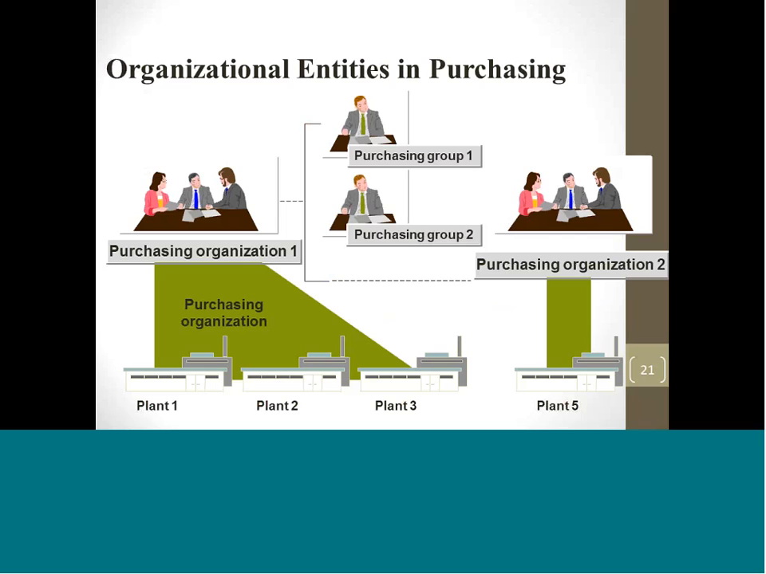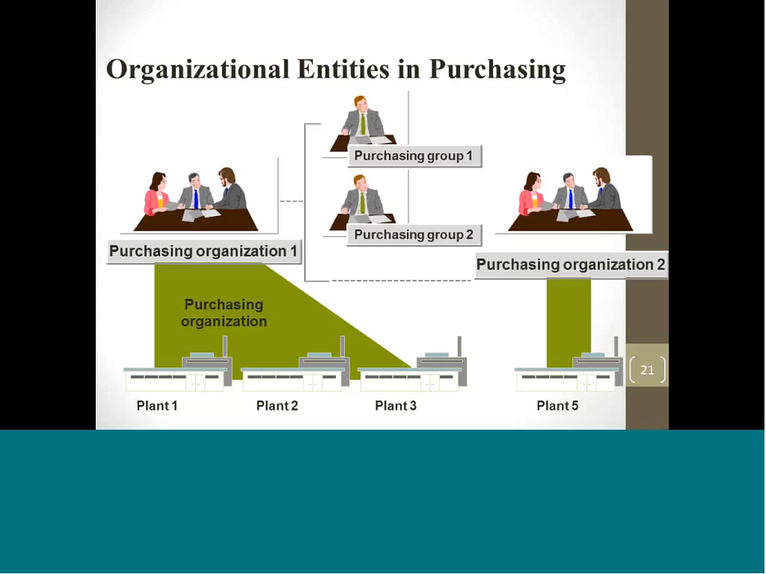Another small team would be responsible to buy a specific material. In my company, if I want a specific material that has to be dealt with in a separate manner, I keep a separate team and say, you people only manage this material. So the purchasing organization is a bigger team, and purchasing groups are small teams responsible to buy a particular material in a particular fashion.